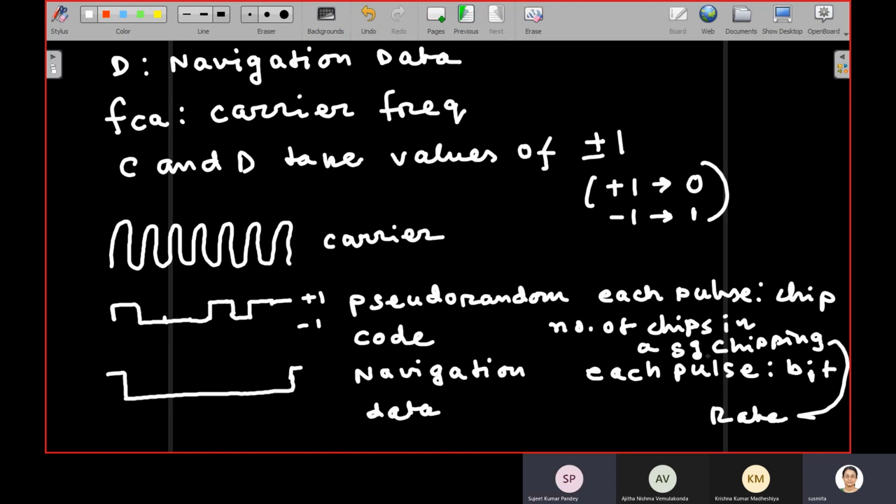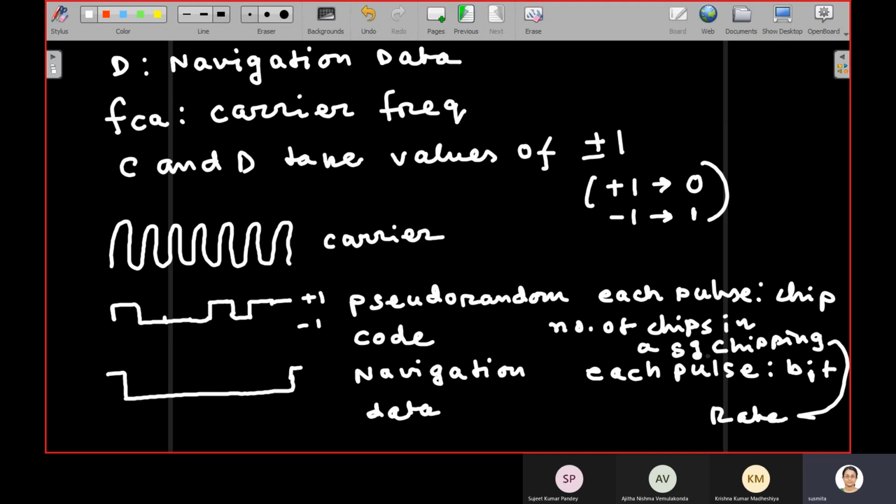Series of pulses. Okay, so you mean the values, plus minus? Yes, ma'am. So basically it appears random but it is actually not random. It has a pattern that repeats after a certain time and that time is called code period. So every code period we have the same pattern repeating.